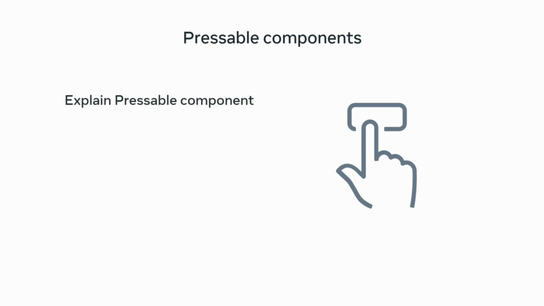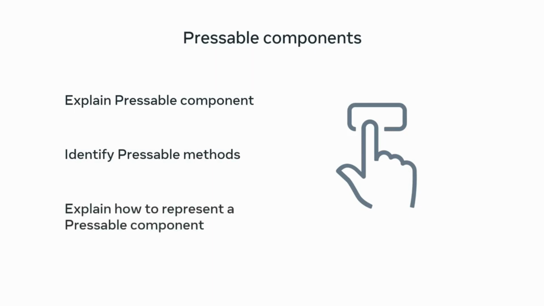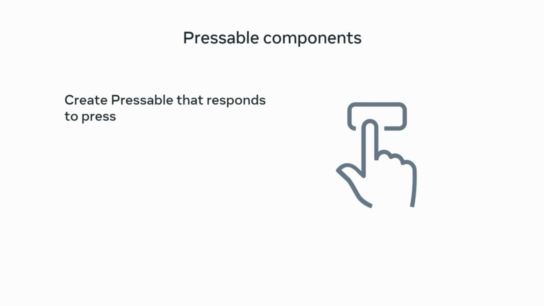Let's take a few moments to review what you learned during this module. You began the module with an explanation of how users can interact with an app. Now that you've completed this lesson, you can explain what a Pressable component is, identify common methods of Pressable, such as onPressIn and onPressOut, and explain that a Pressable component can be represented in different ways, such as text or an image. You should also know how to create a Pressable component that responds to a user press and use the useState hook to track the state of a Pressable.